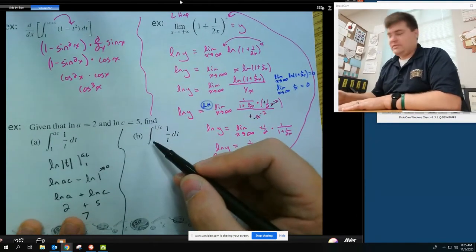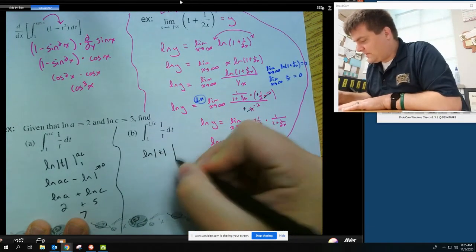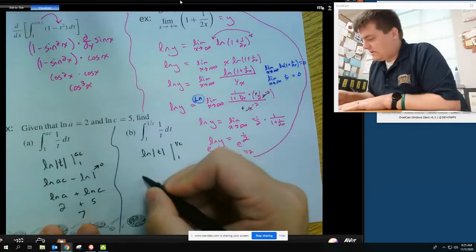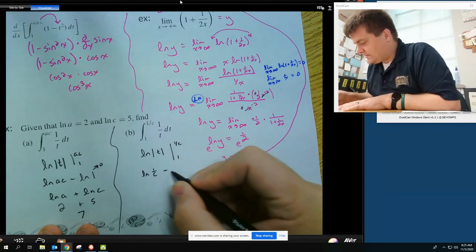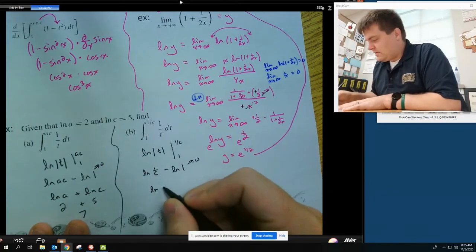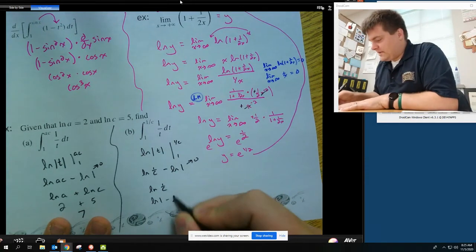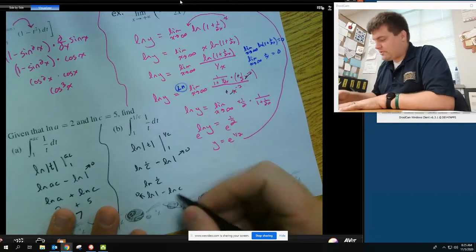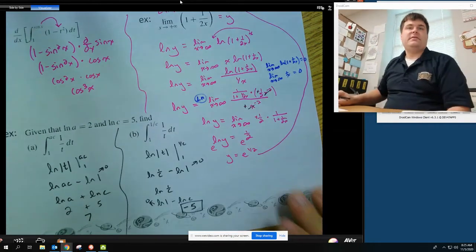Same type of problem here, just a little bit different on the bounds. So take the antiderivative. I'm going to get ln of t, evaluate that from 1 to 1 over c. Get ln of 1 over c minus ln of 1. And ln of 1 is going to be 0. So you're going to get ln 1 over c, which is the same thing as ln of 1 minus ln of c. Ln of 1 again is 0. So I'm going to be left with negative 5 because, again, ln of c is 5.